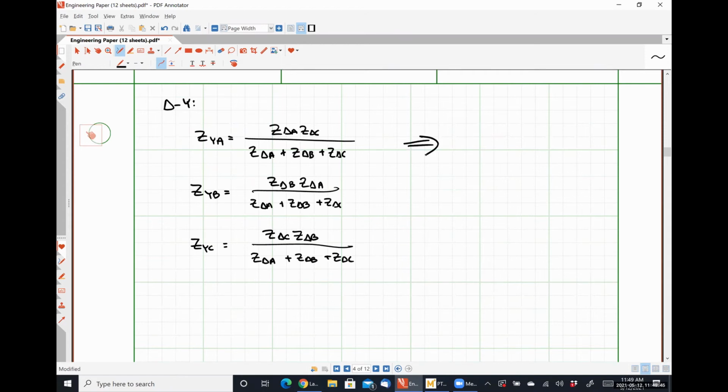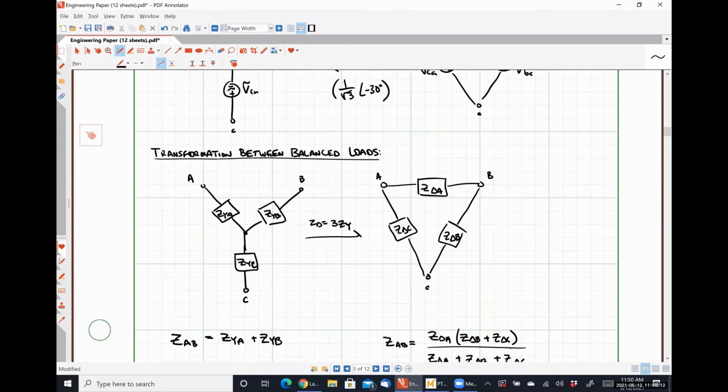When this guy is balanced, what happens? Well, under a balanced condition, Z delta A is equal to Z delta C. So we have Z delta squared over 3 Z delta, which just looks like 1/3 Z delta. So ZY is equal to 1/3 Z delta. So that is our transformation the other way around.